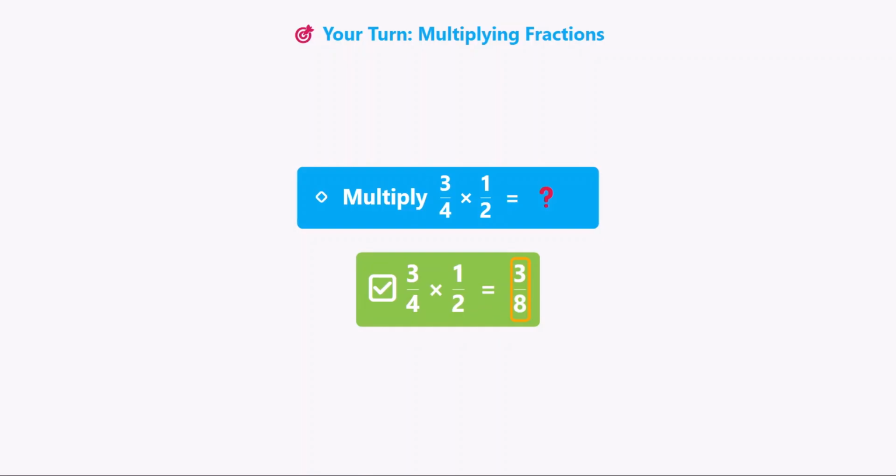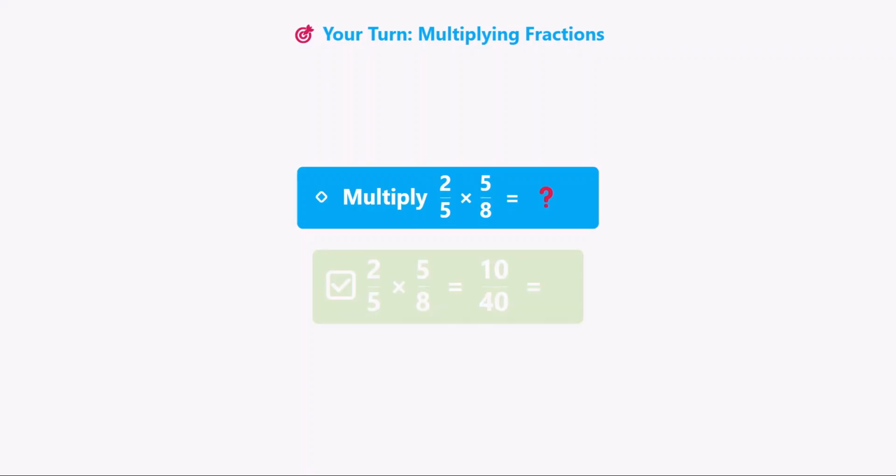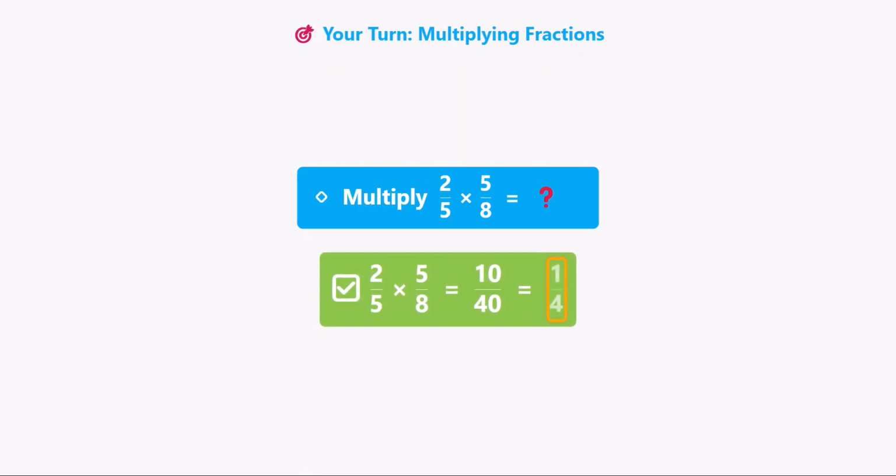Let's try one more together. Next, multiply 2/5 by 5/8. Ready? Try it yourself. The answer is 1/4. Fantastic!